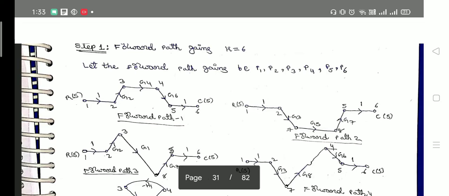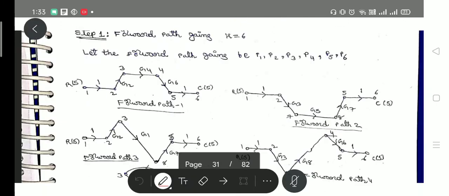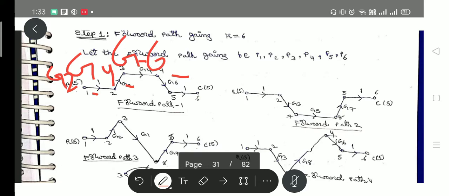What is forward path gain? Whatever elements are there in the forward path, we multiply all those elements. Here the elements in the first forward path are 1, G2, G4, G6, 1. So what is the forward path gain? Here G2, G4, G6. This is the first forward path gain.